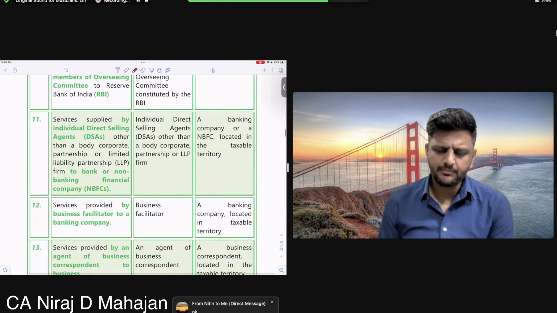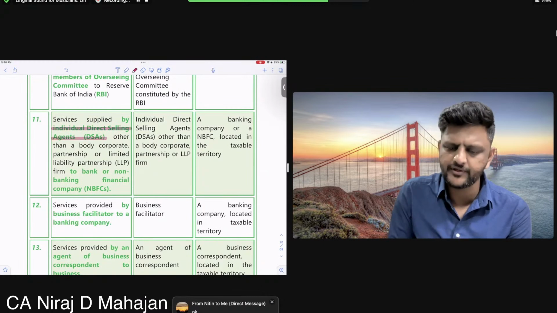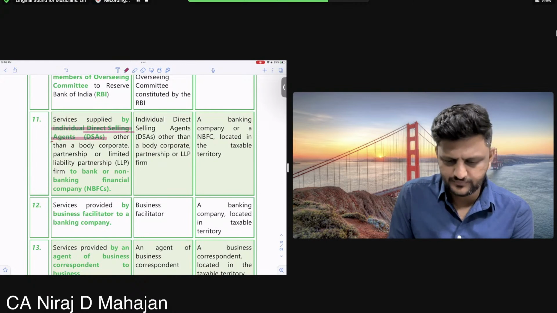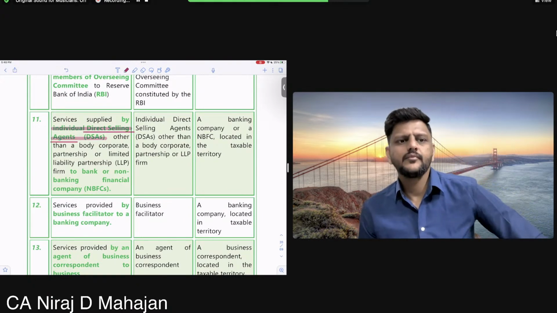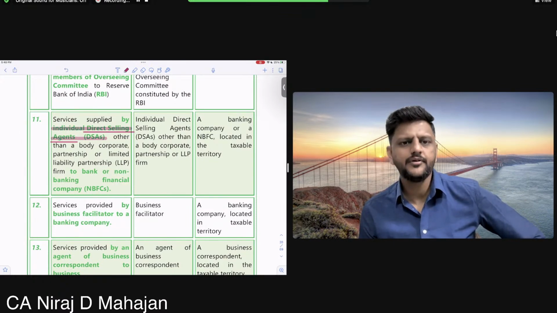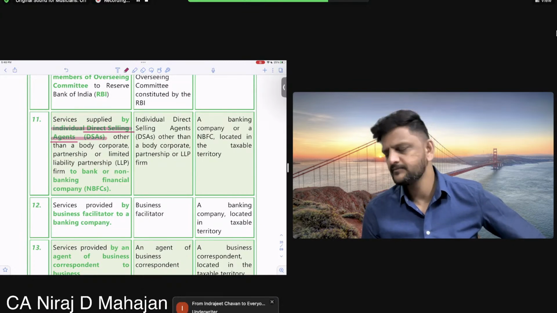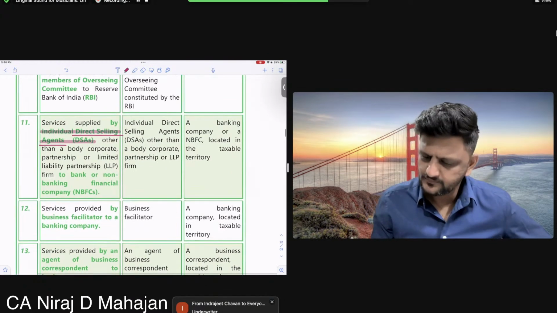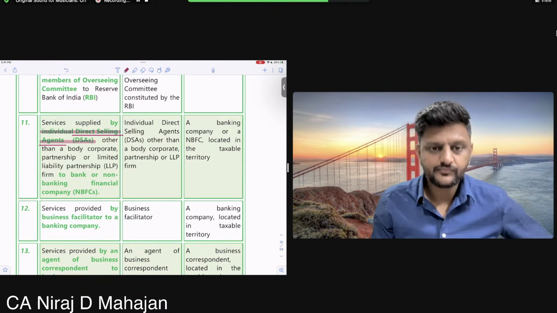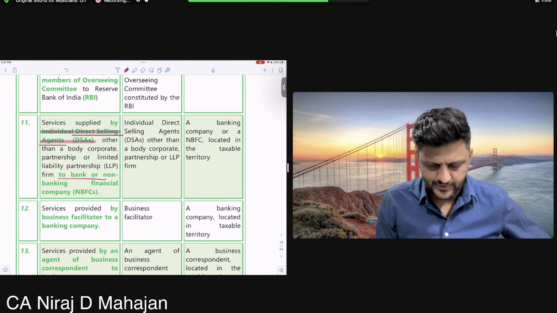Then, services supplied by individual direct selling agents. Wow. Our favorite topic, bachcho. Have you heard this word before? Individual direct selling agents other than body corporate, partnership or LLP firm. Direct selling agents, not underwriter. They are, bachcho, your in a way. Now check who are the service recipients: a bank or NBFC.